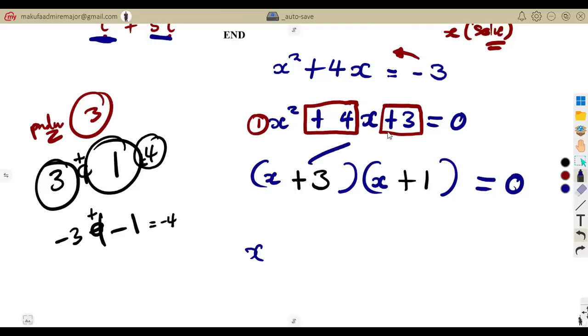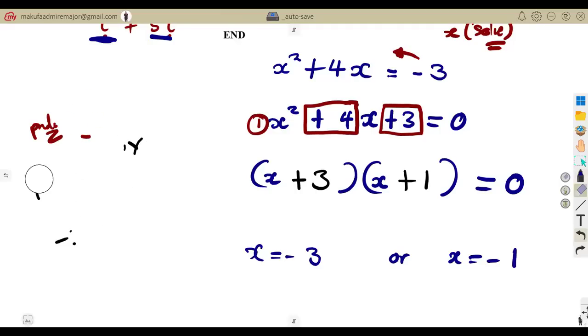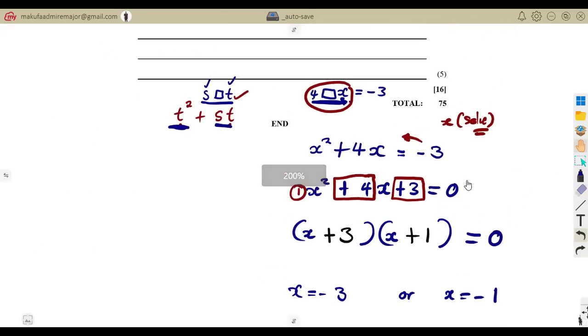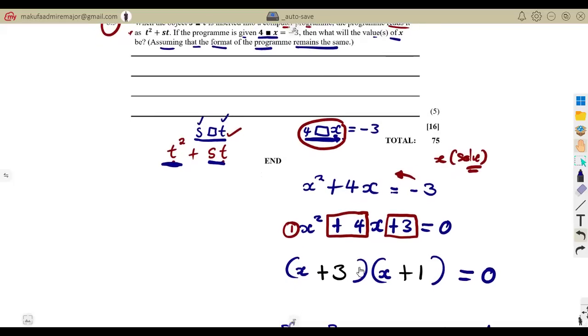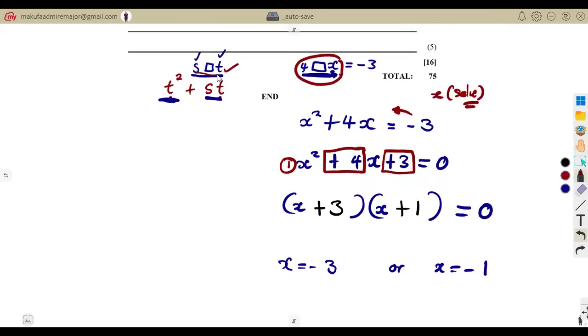So take the 3 to the other side, it was going to be what? A negative 3 there. So x is equal to minus 3, or a positive 1, a negative 1. So these are the possible values of x that satisfy the equation which was formed with the program of a computer that we are given. But they wanted you to understand that it is the same format, s*t. It is given in terms of t, so it's of x. But here, look, s*t, so it's supposed to be also 4x. That's how you study that given question.